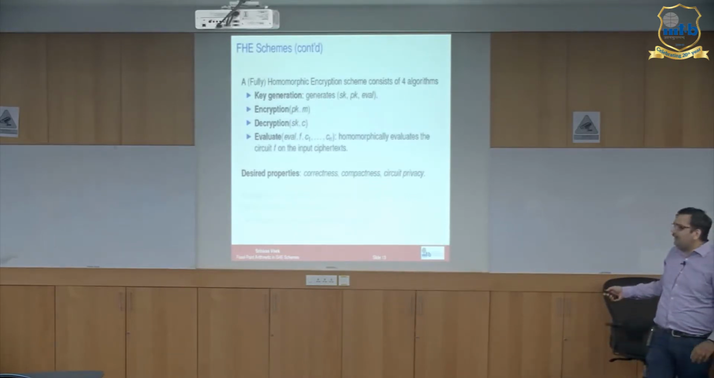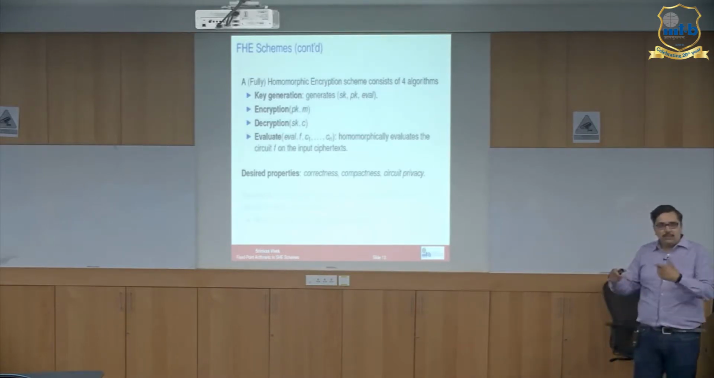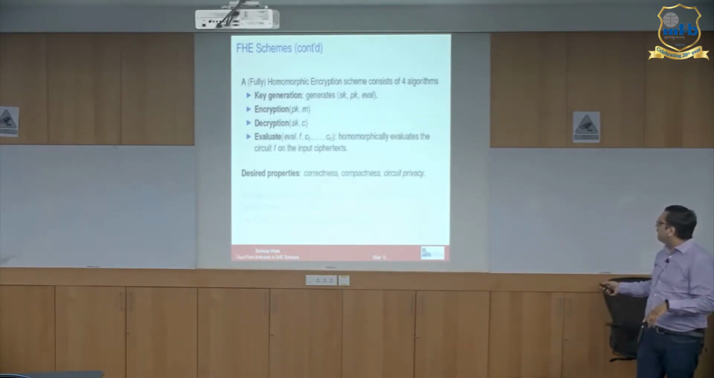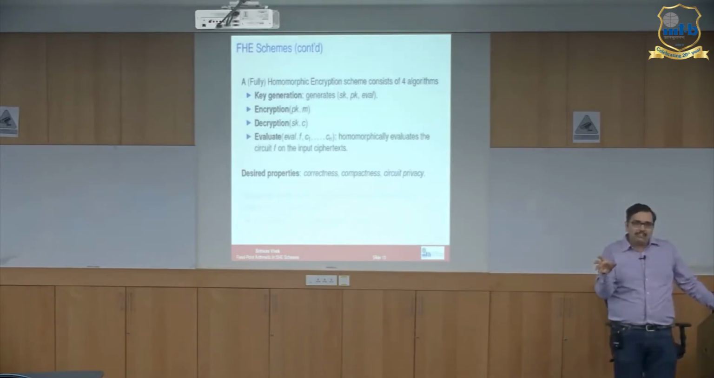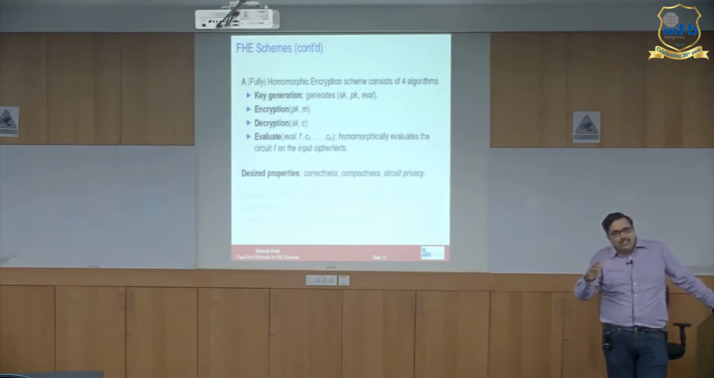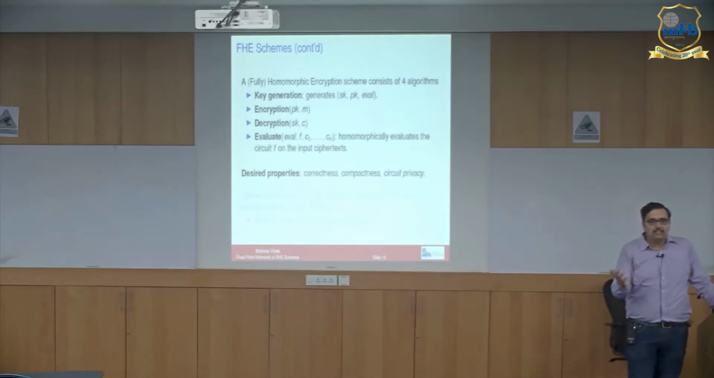And compactness means the size of the ciphertext should not grow depending on the operations you do. And circuit privacy is optional. Once you do operations on the ciphertext, preferably it should not even reveal what function was actually evaluated. This achieves what is called circuit privacy, or you can also call it function privacy. So these are the properties. Is it clear?